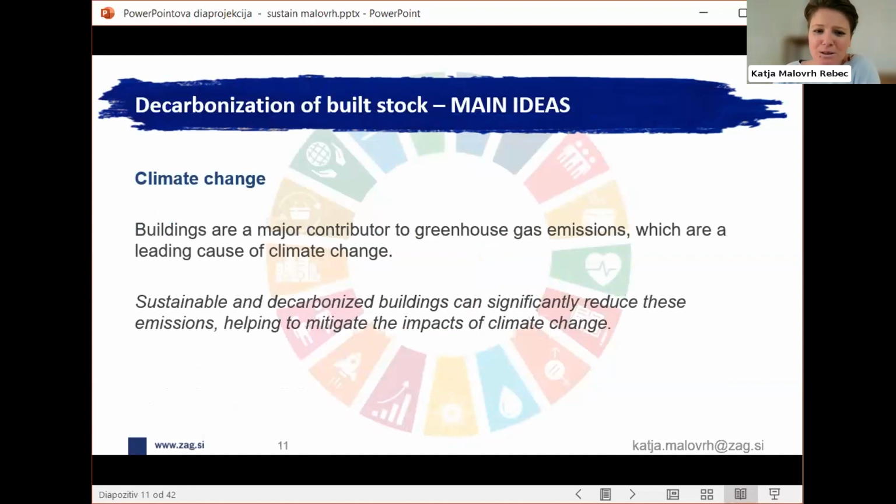So first of all, we are quite worried about climate change, since, as I previously mentioned, buildings are one of the major contributors to greenhouse gas emissions, not just in the use phase, but also at the stage when we are still designing them and constructing them. This can be a huge challenge.